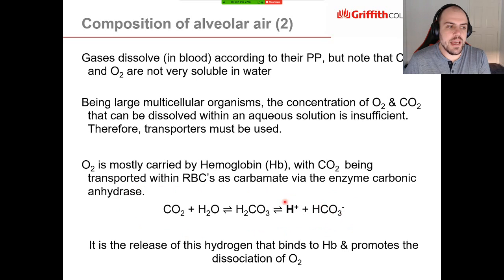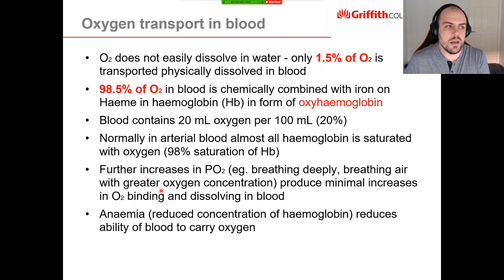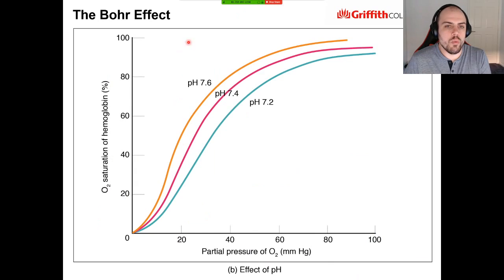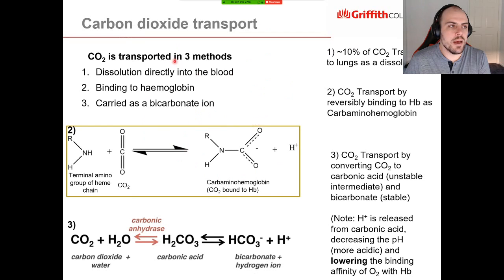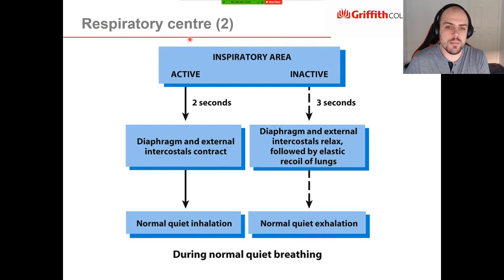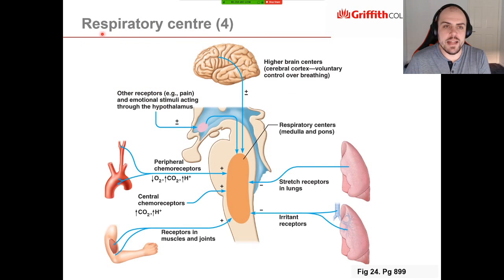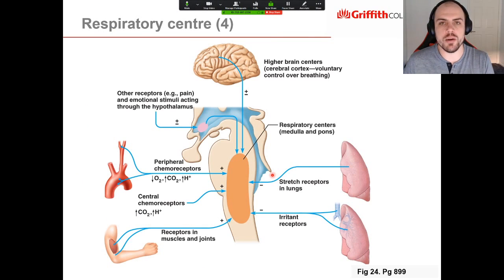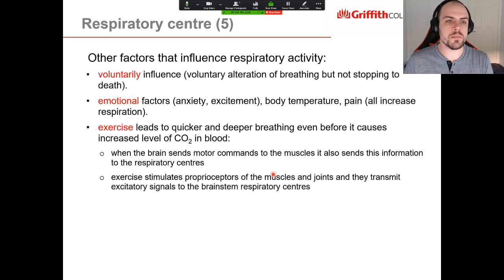What is happening here? What does this mean? What is this graph? What does it mean? What are the 3 ways we can transport CO2? What is VQ coupling? And how do we control breathing? Those are the main points that I would like you to focus on.